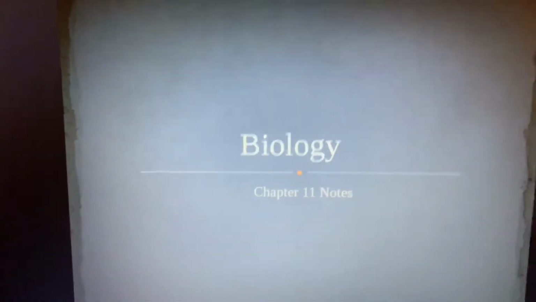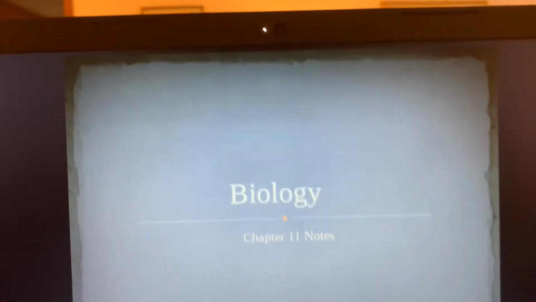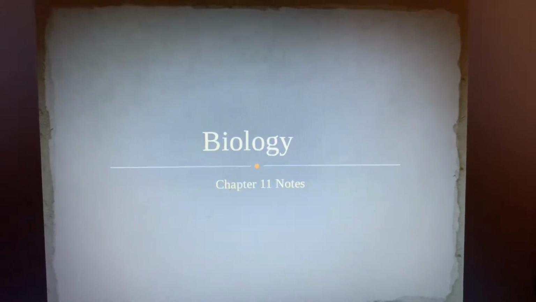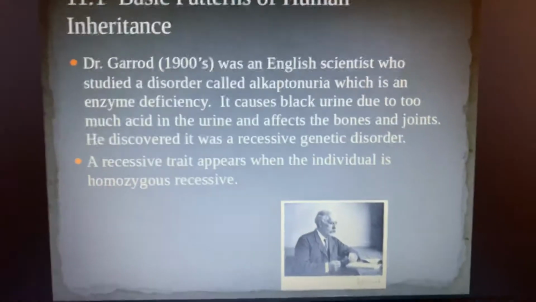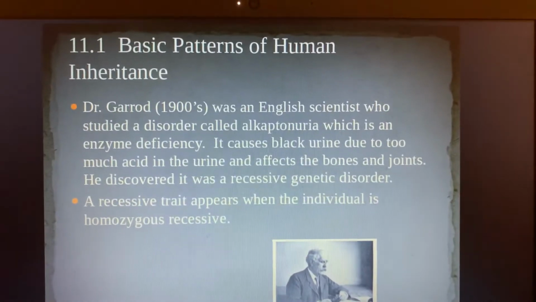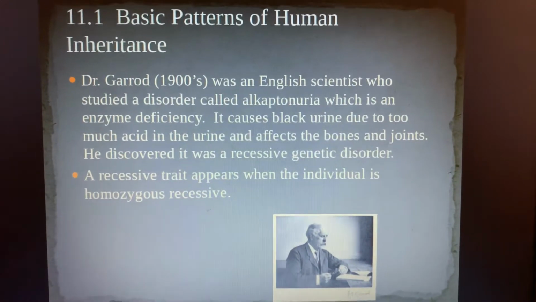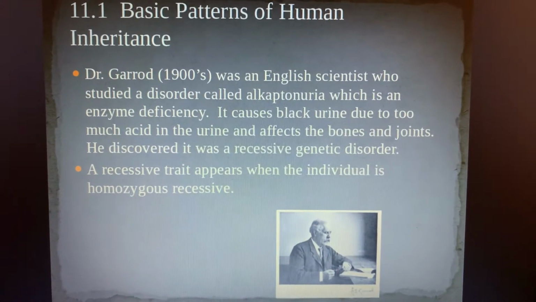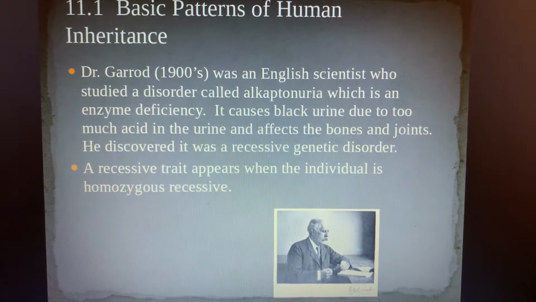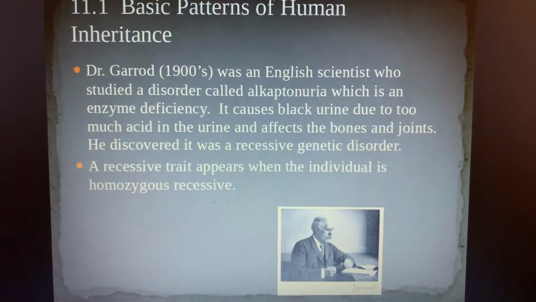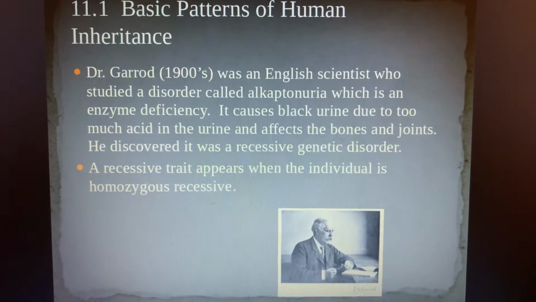All right. So chapter 11 in biology. Section 1 is called Basic Patterns of Human Inheritance. And this is a picture of a Dr. Garrod. He lived in the 1900s, and he was one of the first scientists who said, you know what?